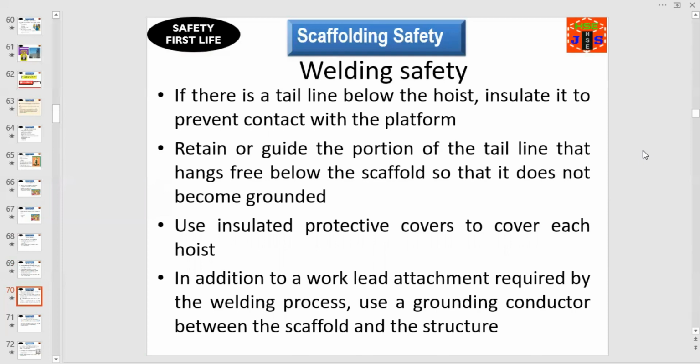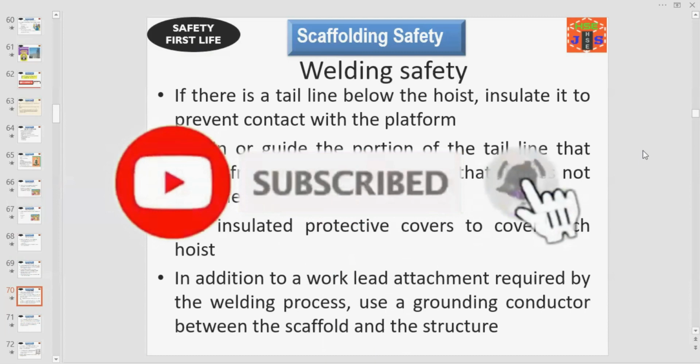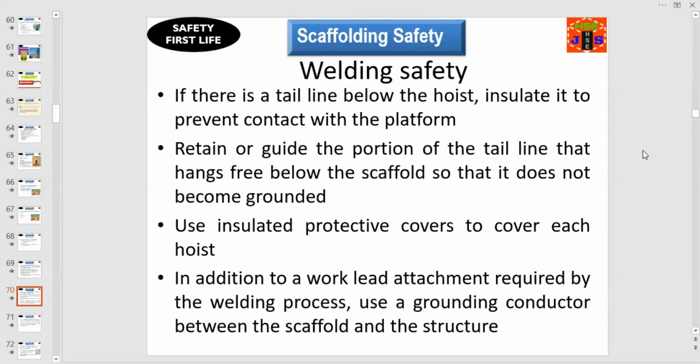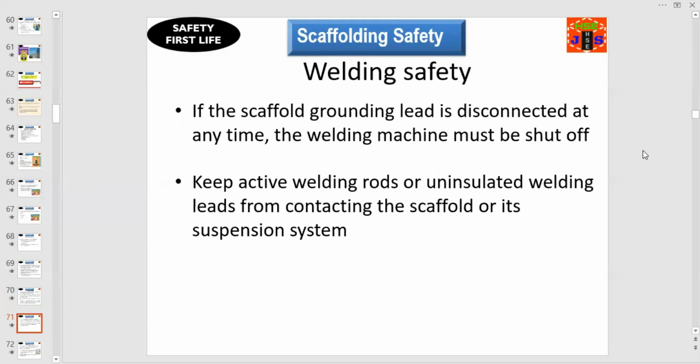Retain or guide the portion of the tail line that hangs free below the scaffold so that it doesn't become grounded. Use insulated protective covers to cover each hoist. In addition to a work lead attachment required by the welding process, use a grounding conductor between the scaffold and the structure. These all are the points related to welding safety, relevant once you are working on a scaffold. If the scaffold grounding lead is disconnected at any time, the welding machine must be shut off.